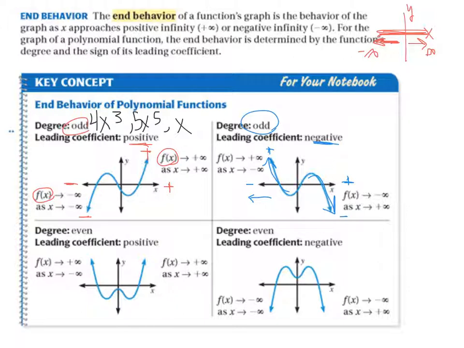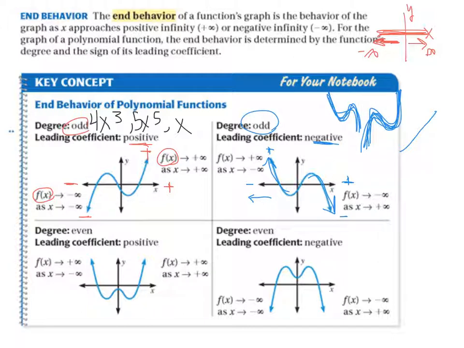Okay, odd is always going to be up and down. Whether it's a third degree, a fifth degree, or even a first degree, which is a line, it's always going to be up and down, or down and up. Okay? It's this way if it's a positive leading coefficient, and that way if it's negative.